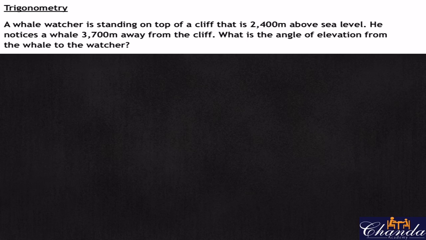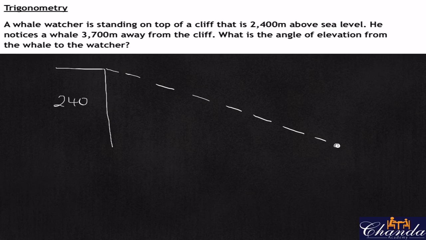So let's say that's the cliff there. Then a whale watcher is standing on top of the cliff. So from the cliff, he has a line of sight all the way out to the whale. Let's say the whale is here. Okay. And the cliff is 2,400 meters high. And the whale is 3,700 meters away.